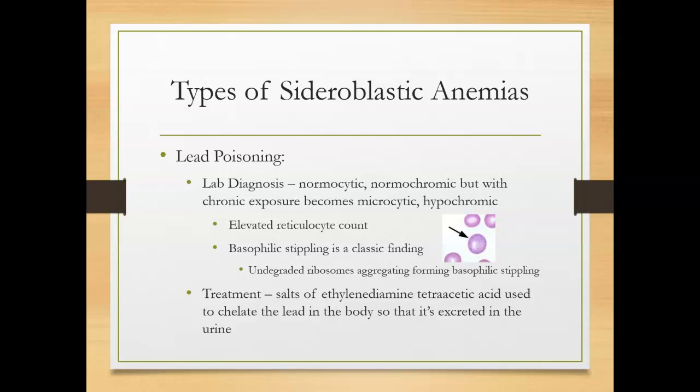With a lab diagnosis of lead poisoning, we see normocytic, normochromic, but a chronic exposure can become microcytic hypochromic. These people would have an elevated reticulocyte count. They would have a basophilic stippling, and as you can see here, it looks like little spots. And basophilic stippling is actually undegraded ribosomes aggregating.